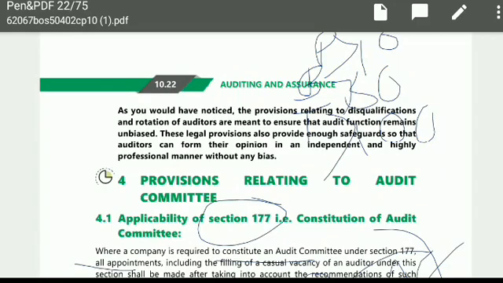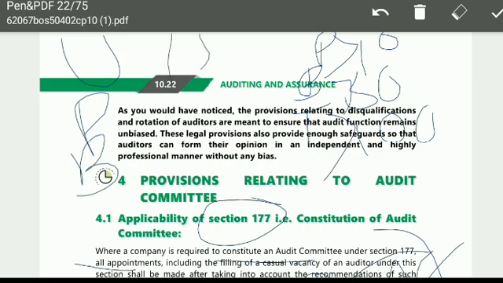And for the rotation of auditor, what was the applicability criteria? It was UPB 10, 50, 50. That means unlisted public company having a paid up share capital of greater than or equal to 10 crores, and private limited company having a paid up share capital of greater than or equal to 50 crores, and all those companies whose limit is below the threshold limit, but the borrowings are exceeding 50 crores, right?